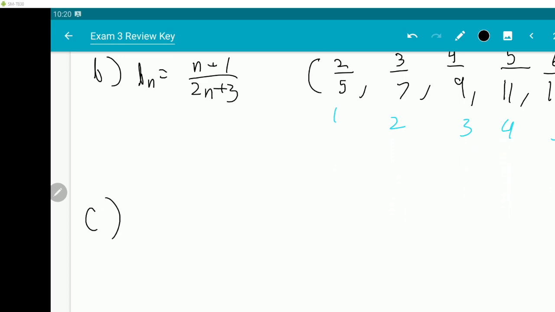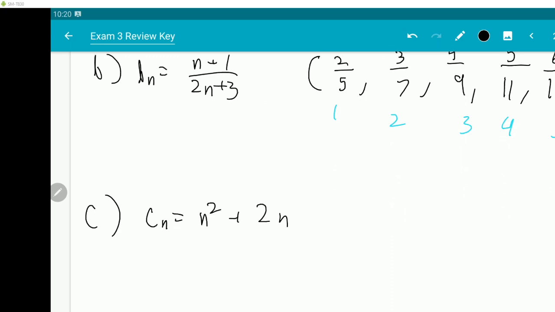Finally, we're at c. c_n is n squared plus 2n. But do the same thing. Plug in 1. You get 1 plus 2 times 1 is 3. Plug in 2. 2 squared is 4, plus 2 times 2 is 8. Plug in 3. 3 squared is 9, plus 2 times 3 is 15. Plug in 4. 4 squared is 16, plus 2 times 4 makes 24.